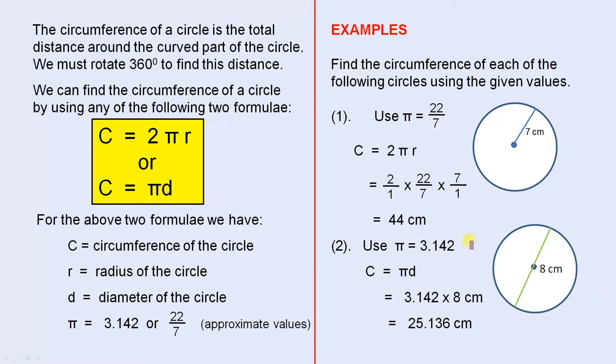For number 2, 8 centimeters is the diameter. We're asked to use pi equals 3.142, so we can use the formula C equals pi d, which is 3.142 times 8, which is 25.136 centimeters, and that's the distance around there.